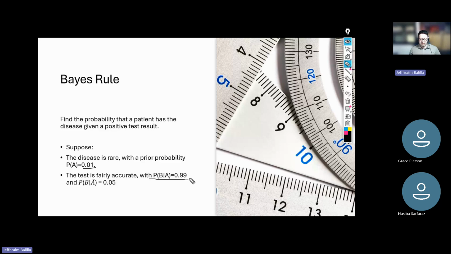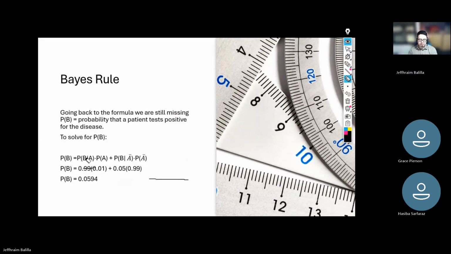But what we're really after is how the prior probability can be updated by the occurrence of a particular event. In this case, the occurrence of that rare disease, given that a positive test has been observed. So let's structure it and apply the Bayes rule to it. Okay. So going back to the formula, we're still missing P of B. The probability that a patient tests positive for the disease.